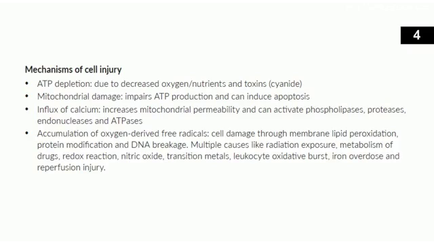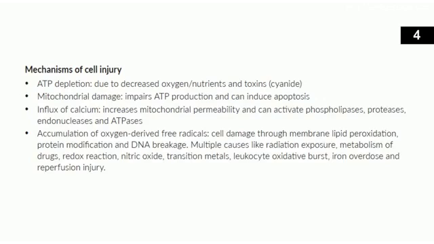Now, increased calcium can also activate certain enzymes like phospholipases, proteases, endonucleases, and ATPases, which all can result in negative cellular effects. Next, let's talk about accumulation of oxygen-derived free radicals, so also referred to as maybe oxidative stress. So free radicals cause cell damage through membrane lipid peroxidation, through protein modification and DNA breakage, free radical injury. They can also be created by a lot of different things. So how do you get those free radicals?